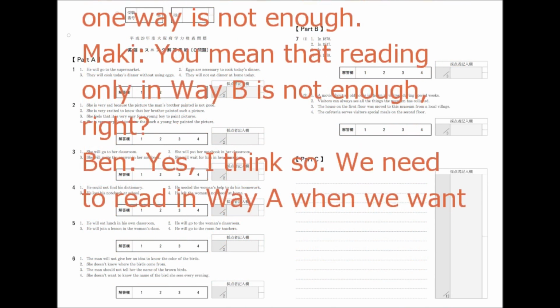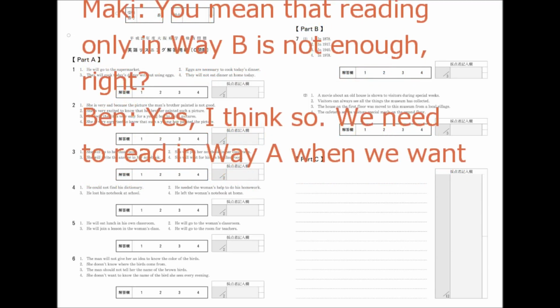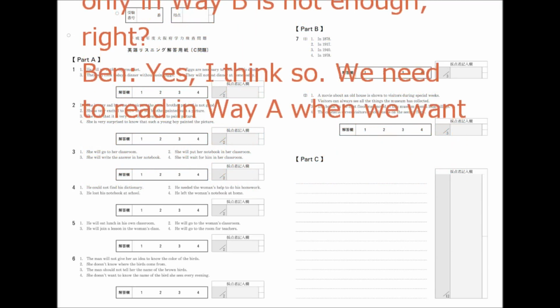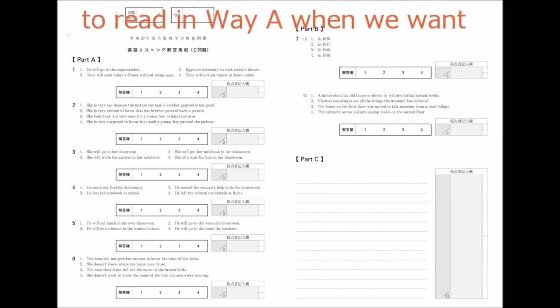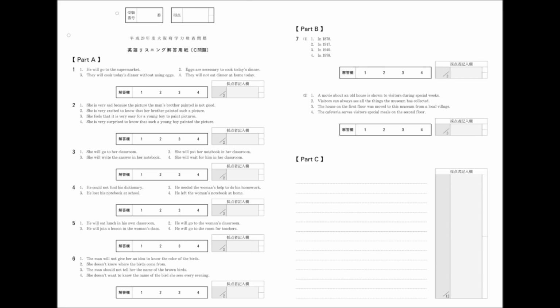Yes, I think so. We need to read in way A when we want to know the meaning of each part of the sentences we read. There are some skills that we can get by reading in way A. For example, I think we can get a skill to understand how words connect one idea and other ideas. I see. I will try to read books also in way A. I think way A will be very helpful because I will be able to understand the meaning of each part of the sentences better. Thank you, Ben.